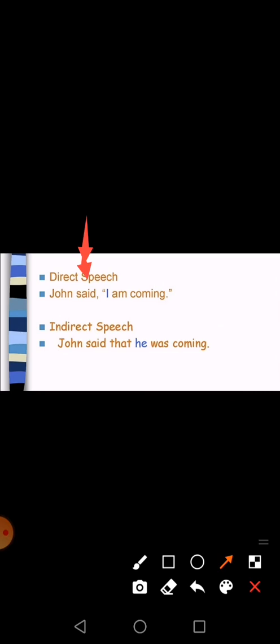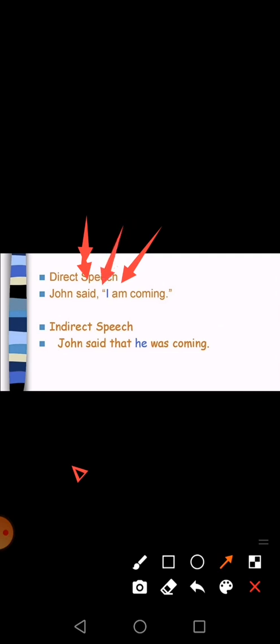But here in the reported speech you can see am. Am is used. I am coming. It means it is present continuous. So what we have to do to convert it into indirect speech, we have to change the tense from present continuous to past continuous. First of all, John said will remain John said. Then we have to change these inverted commas.